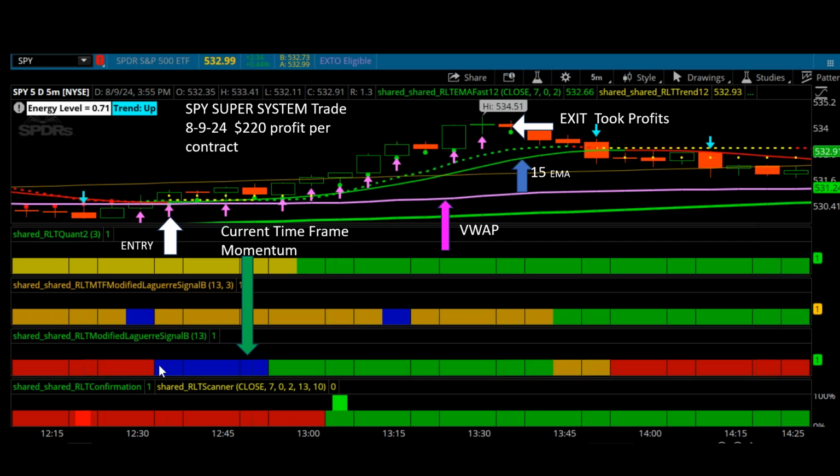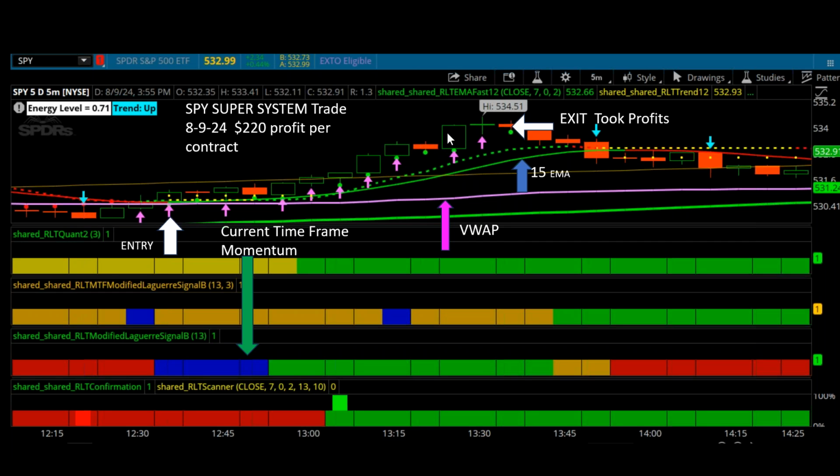Going from selling to buying with the VWAP right here, the stock going through the VWAP, it's above it now, it's bullish, and I've got a pop out of the box signal telling me that the compression is being broken. We enter the trade here and we ride this trade up. And you notice this, the current time frame momentum stays blue and green all during this trade. So it stays bullish, and you see it's moving up. Now it's gotten away from the VWAP, but it's following the 15. So we just ride this thing up. It keeps going up. It keeps going up.